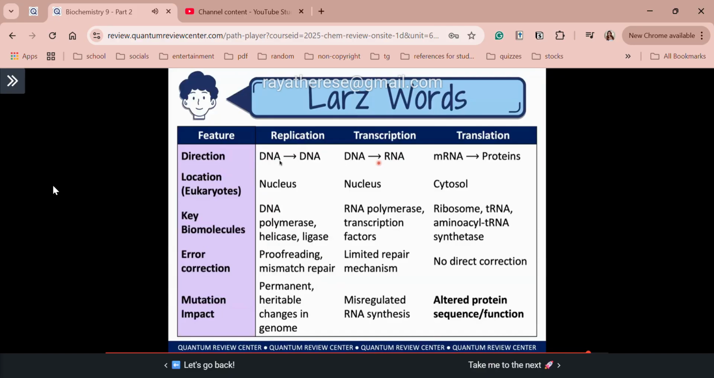So, ang location, class, again, we will emphasize only your eukaryotic cell for replication and transcription. In order to protect its structural integrity, of course, it needs to be inside your nucleus. And of course, remember, the RNA will exit the nucleus to participate in your translation process in the cytosol, particularly in your ribosome.